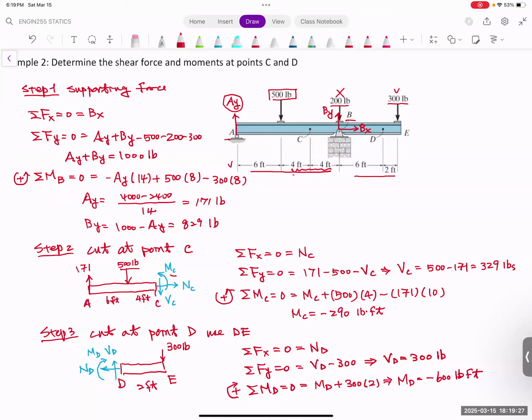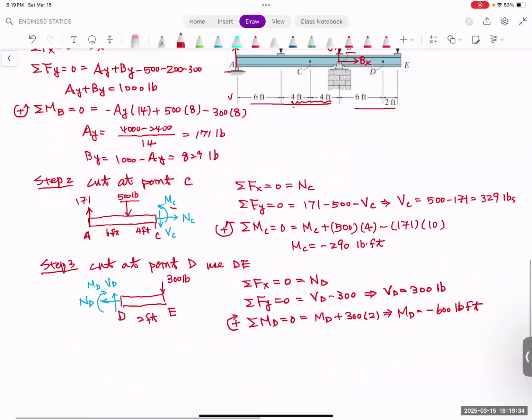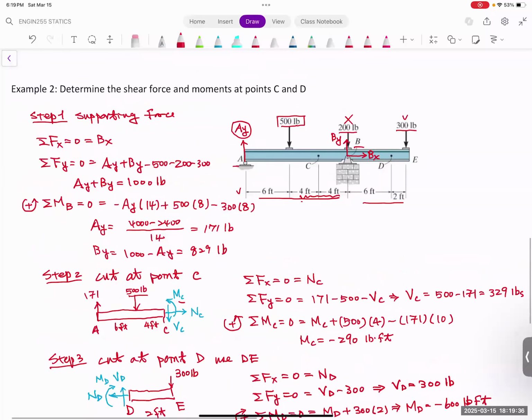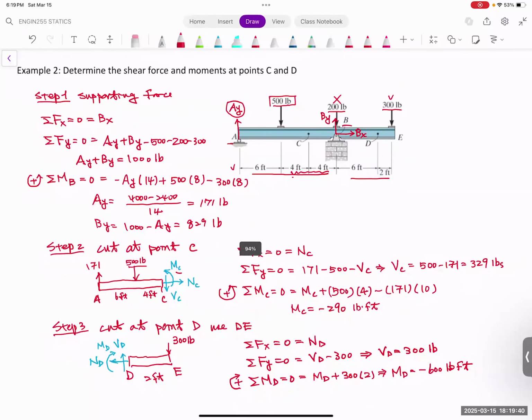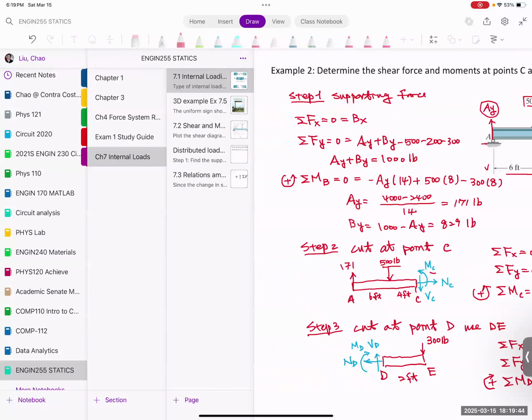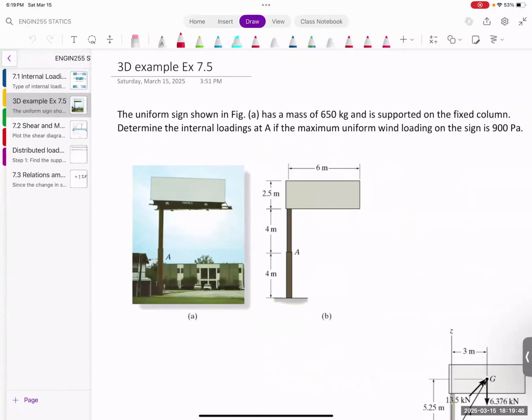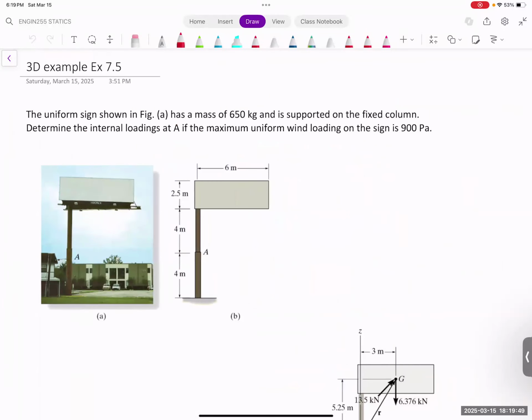So in this way, it's very easy to find the internal force at point C and point D. Okay, so this is our first part, just a review of chapter 7.1 with some examples here. I'm going to give another example, which is a three-dimensional example.